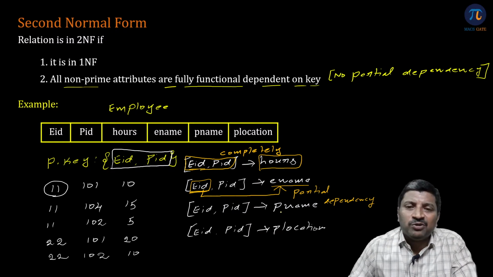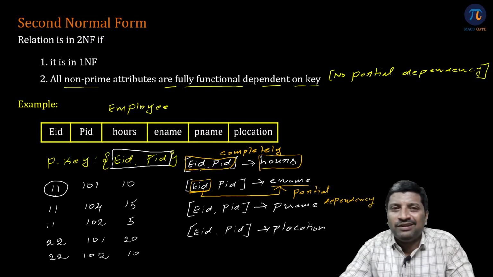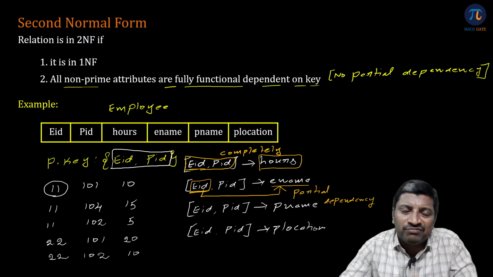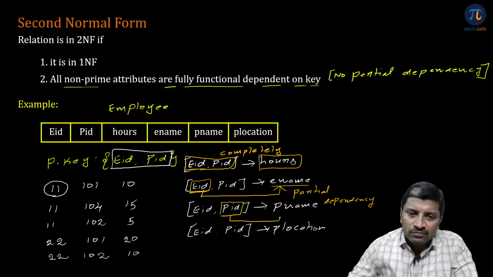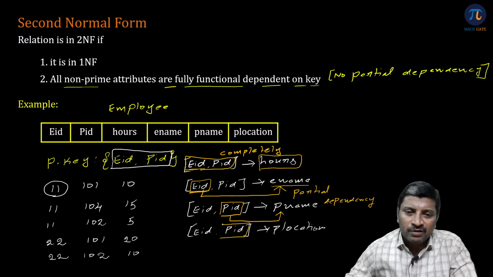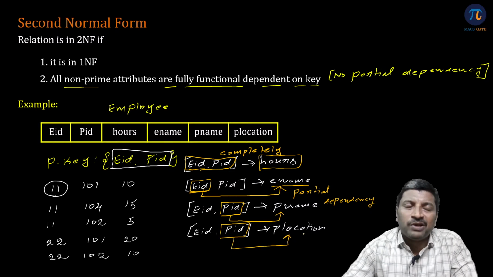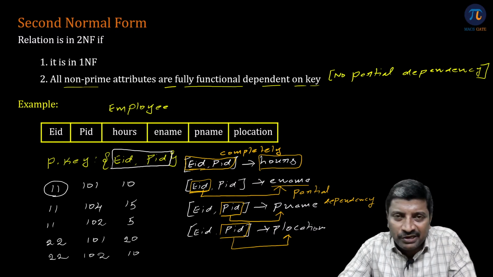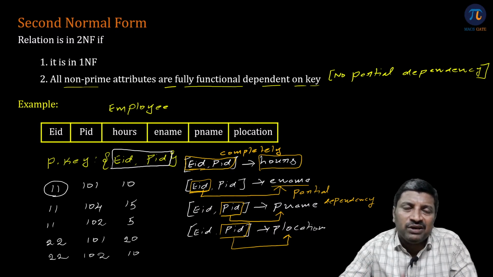Right? Similarly, what about project name? To find the project name, why should I know the employee ID, sir? To find the project name, it is enough to know the project ID. So this is also one more example of partial dependency. Even project location. Where is the project location? To find the project location, I need to know only project ID, not the employee IDs, right? So these are the examples of partial dependencies. According to second normal form, we should not have any partial dependencies in our relation.